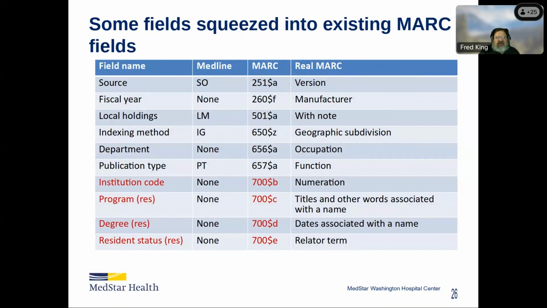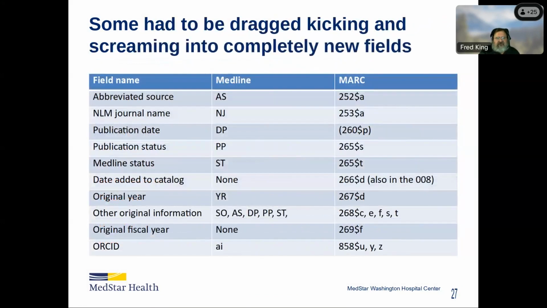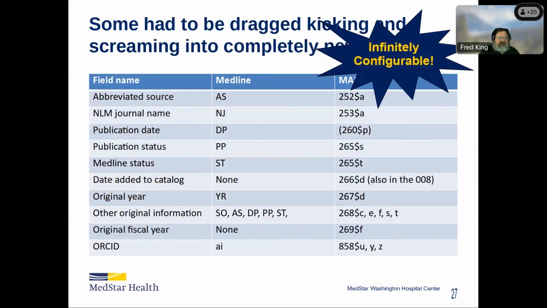And for this version of the author's catalog, I wanted to include the institution, and for residents, their program, their degree, and their resident status, PGY1, PGY2, tagged to the individual author. This is one of the things I decided when I revised the catalog earlier this year, at the request of the head of the resident internal medicine training program. Some of them went kicking and screaming into new fields.